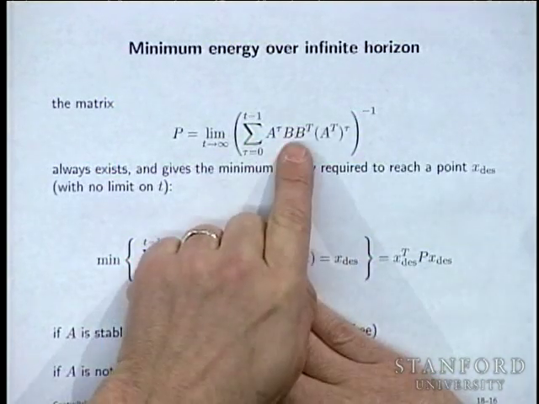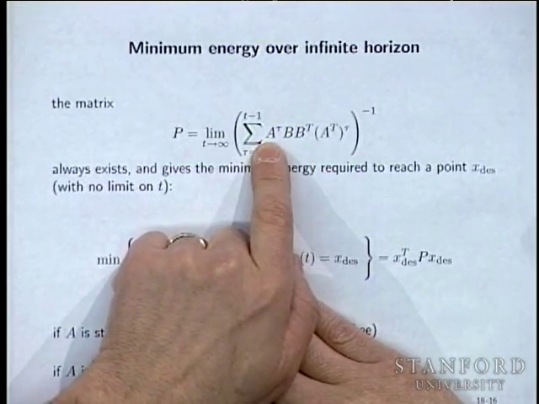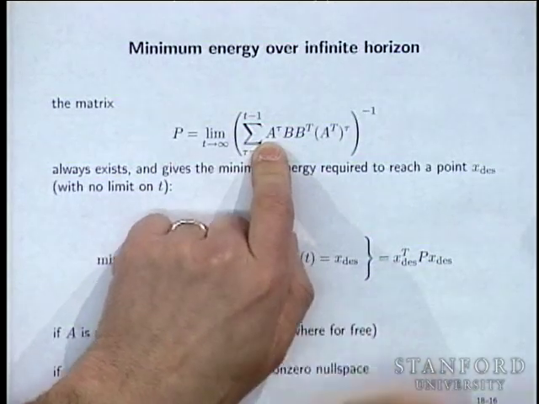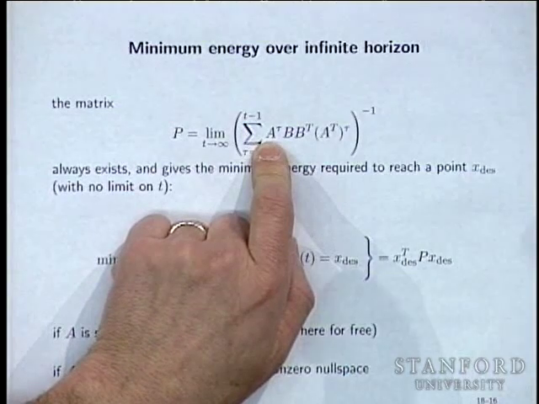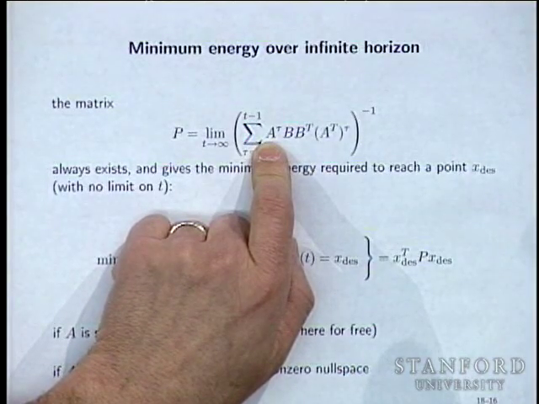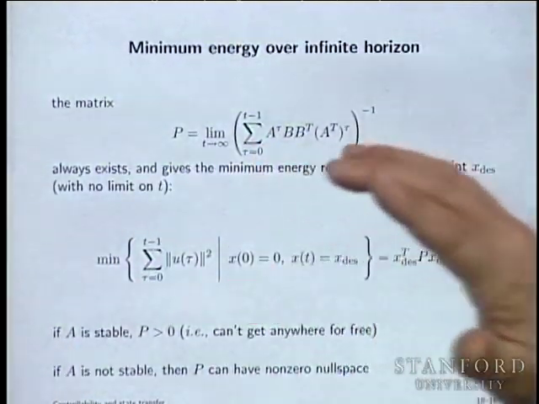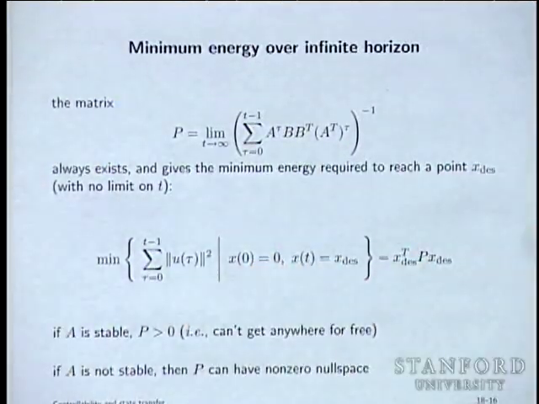Let me just do a simple example. Let's take B to be I, and let's let A be 1.01 times the identity. It's a very simple system. U just adds to the input. The dynamics is you multiply the state at each step by 1.01. So basically it says if you do nothing, the state just grows by 1% each step. That's all that happens. It's a violently unstable system.